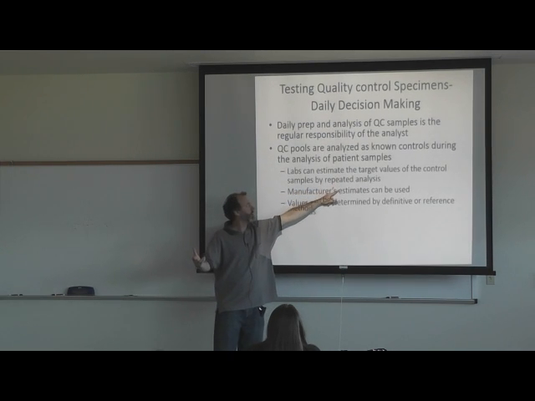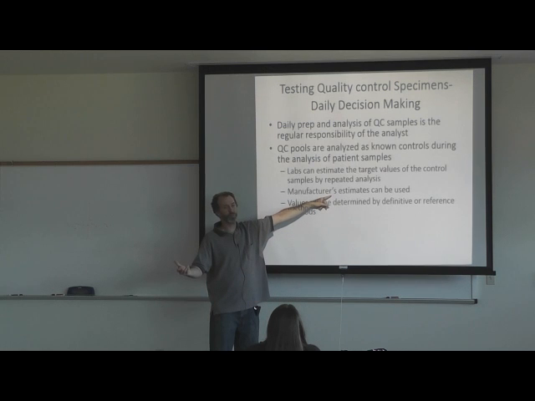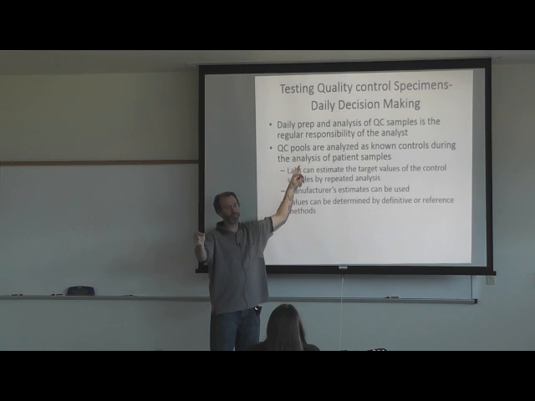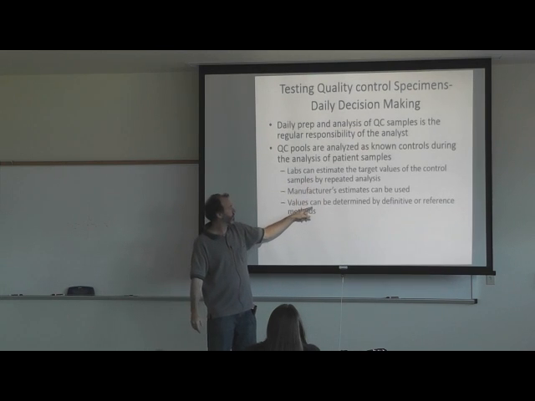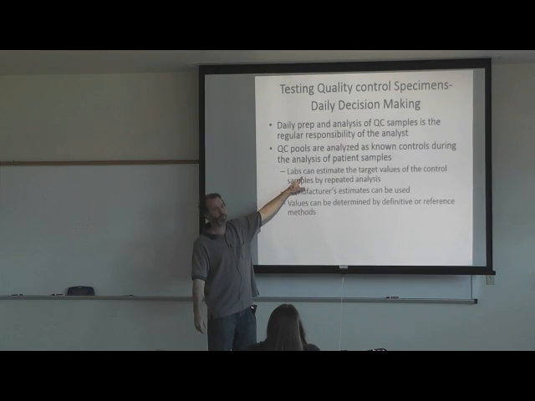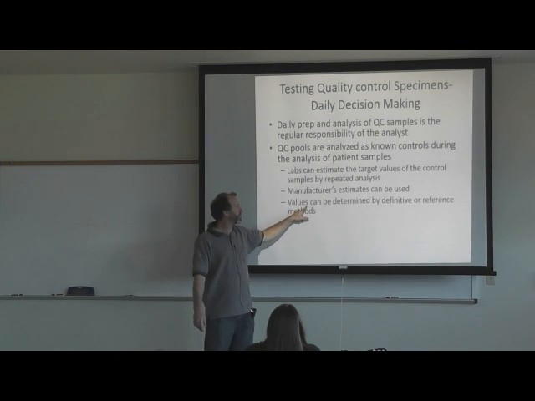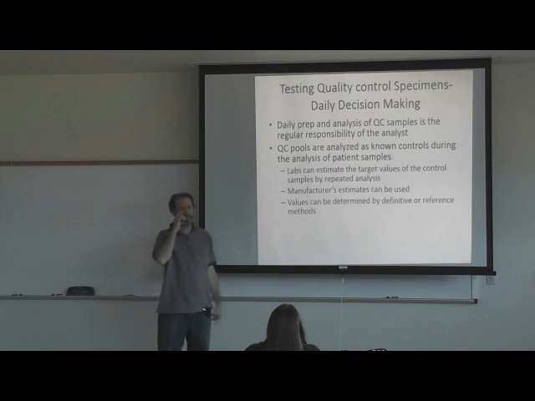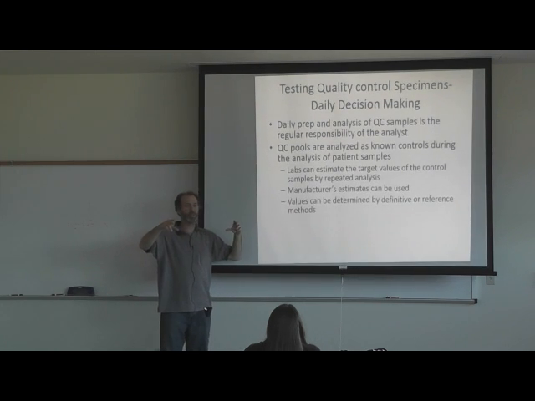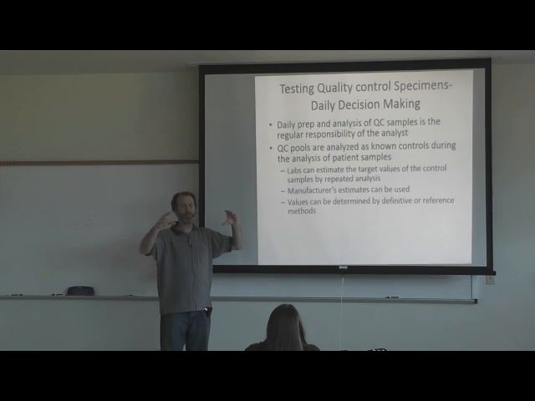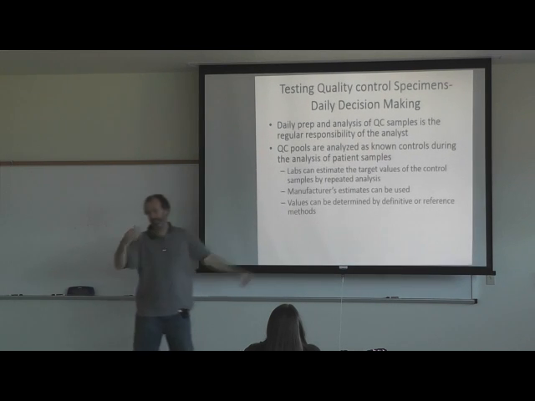Labs can estimate the target values of the control samples by repeated analysis, as I was just mentioning, or manufacturers' estimates can be used also. The manufacturer has to certify that there's this much, because you can buy quality control pools from vendors and they'll give you estimates, or you might want to use your own. A lot of facilities come up with their own pools, just saving specimens, pooling them together and freezing them. Values can be determined by definitive or reference methods. Definitive methods are the best method possible and give you a definitive value, and reference methods are almost as good.